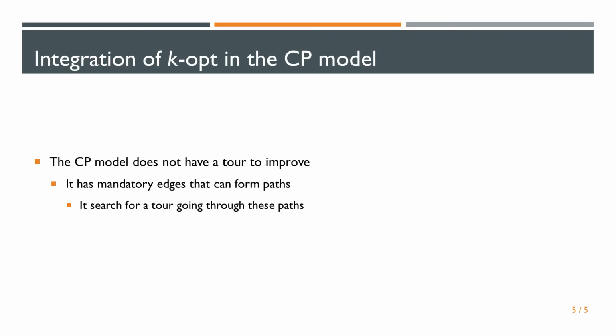Conversely to heuristics, the CP model does not have a tour to improve. However, it has mandatory edges that can form a path. Therefore, the purpose of the CP model is to find a tour going through this path. However, if a path is not optimal, meaning there is a k-opt, then the path cannot belong to the optimal solution, and therefore this path is not valid, and we detect an inconsistency.